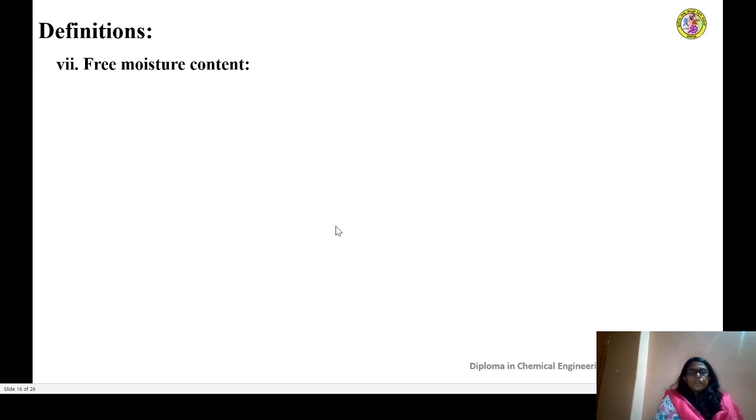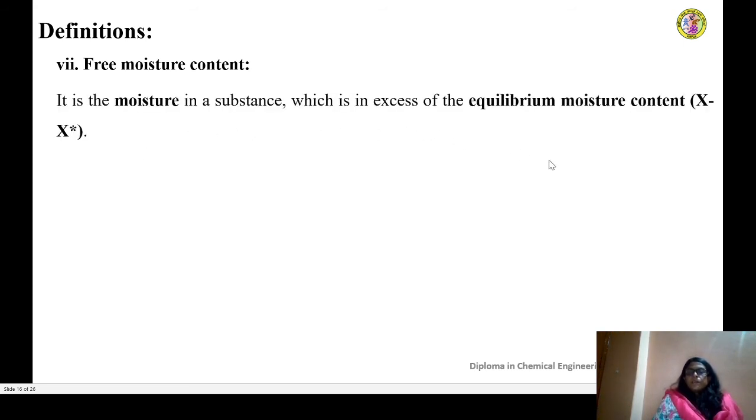So what is free moisture? Whatever moisture is present in a given substance in excess of the equilibrium moisture content is called free moisture content. So free moisture content is that amount of moisture present in the wet material which can be removed under the given conditions by carrying out drying operation. So it is obtained by subtracting the equilibrium moisture content from the initial moisture content of the feed. So X minus X star will give you the free moisture content.